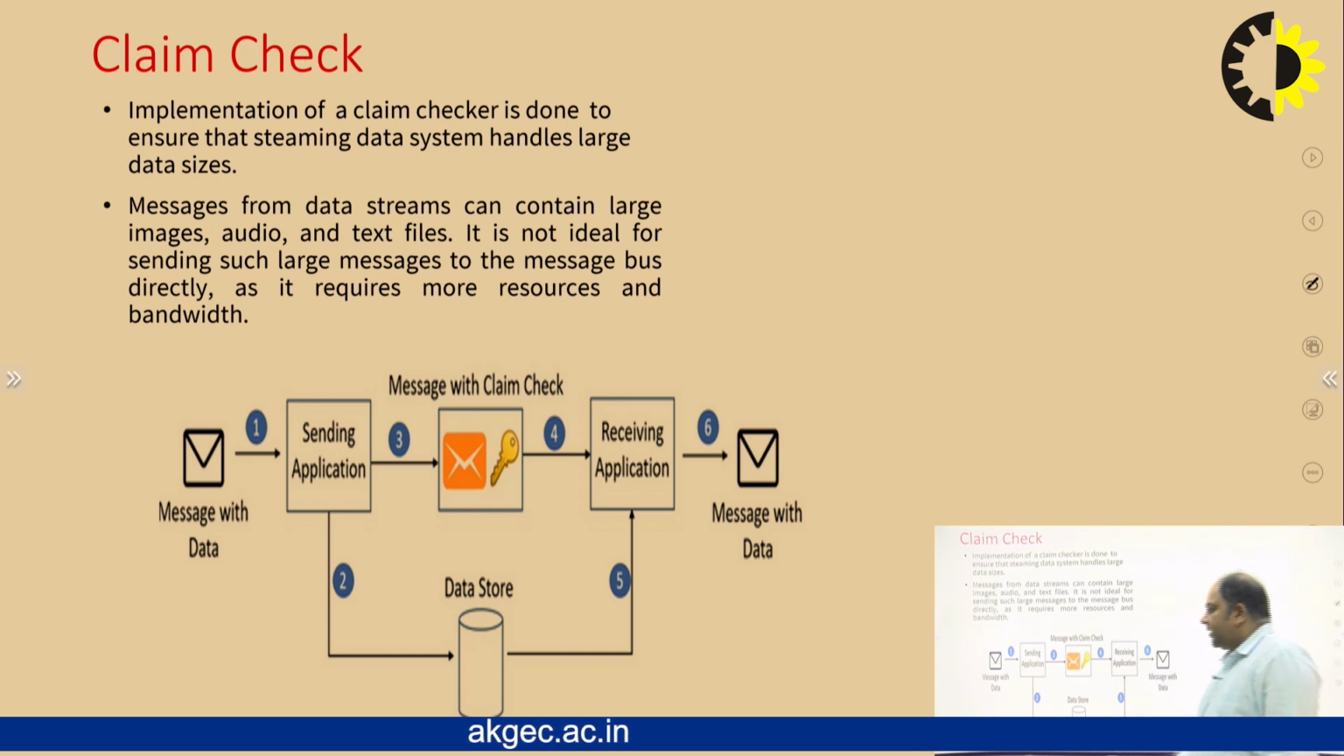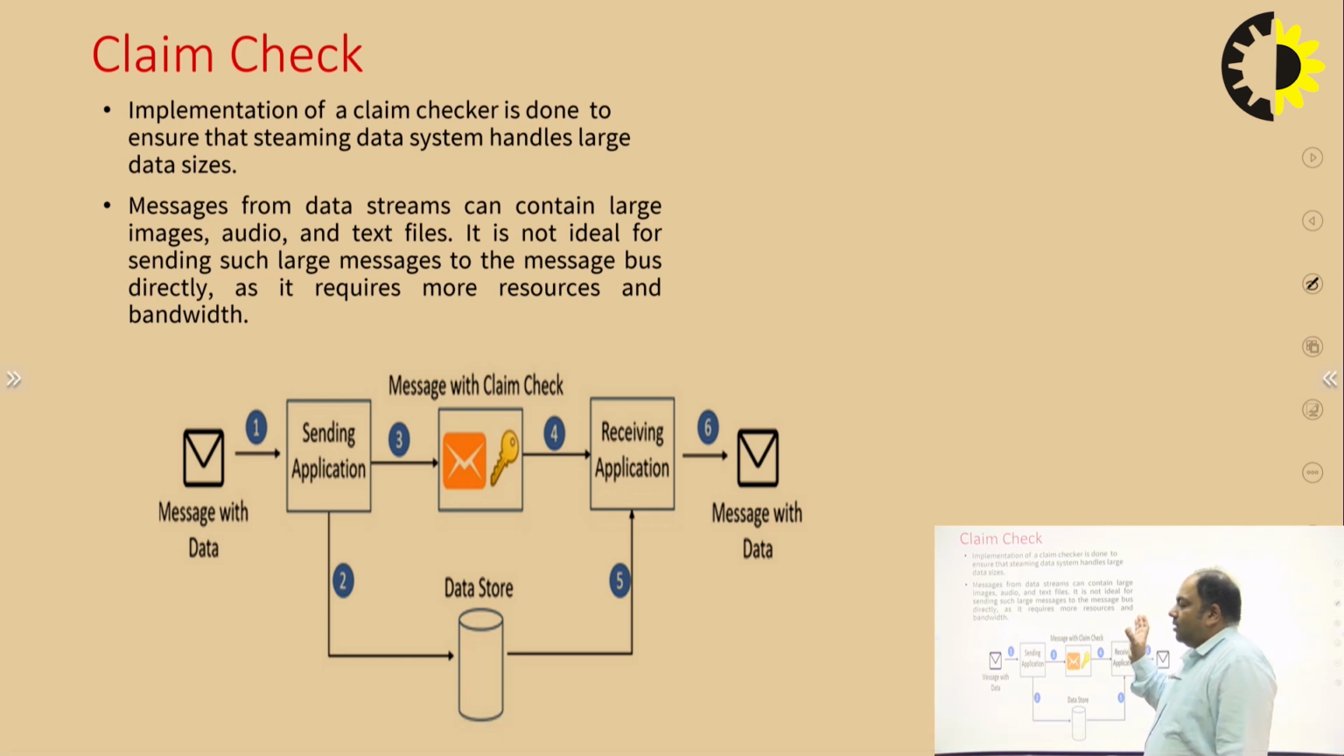The process is, first we receive the message with data, then we check it in a data store, and we also do a claim check through an application on how large that data is, how much size it will consume, and how much bandwidth is needed. If that data is in the data store, then the application will receive the data and finally we get the output.